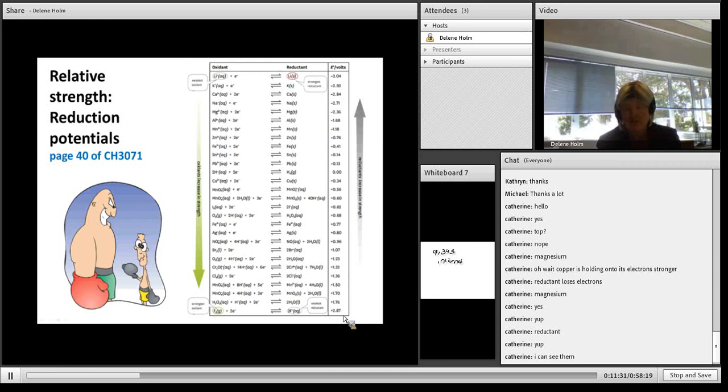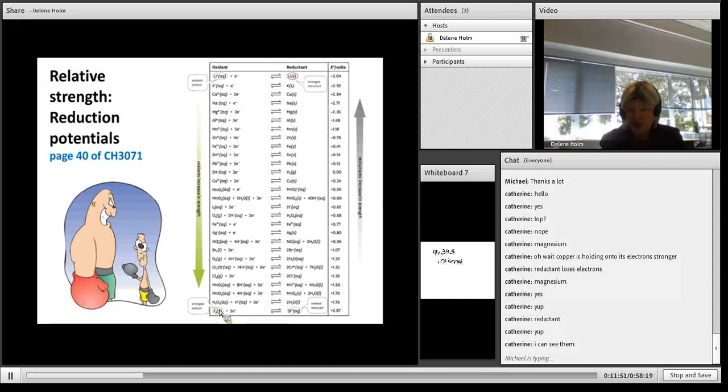There's only some of the reduction potentials that you can get in here. Notice that at the bottom, fluorine is the strongest oxidant. Now, what do you know about fluorine? I did mention it last time when I was comparing oxidation numbers, and I said something about oxygen and fluorine. That's correct, Michael. Fluorine's the most electronegative. So do you think it's holding on to its electrons the strongest, the hardest, or will it easily give up its electrons?